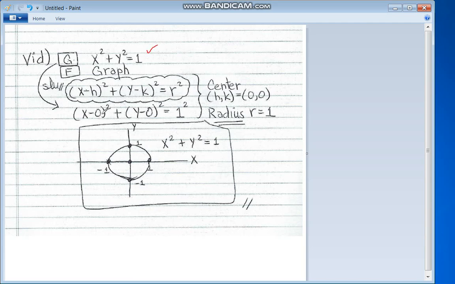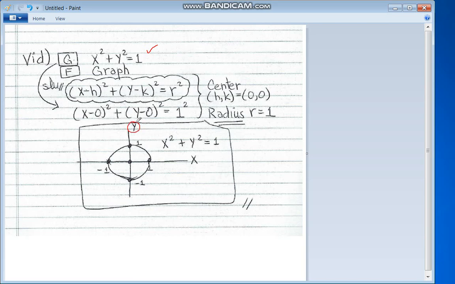We compare it to the cloud, and we see that for our problem, the h coordinate is 0, the k coordinate is 0, so the center is located at (0, 0). That's the origin. And then the r value, the number being squared on the right side, is 1, so the radius is 1. Now that we have that information, it's so simple to graph.